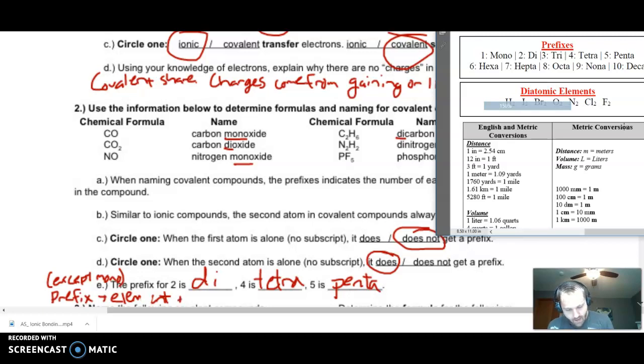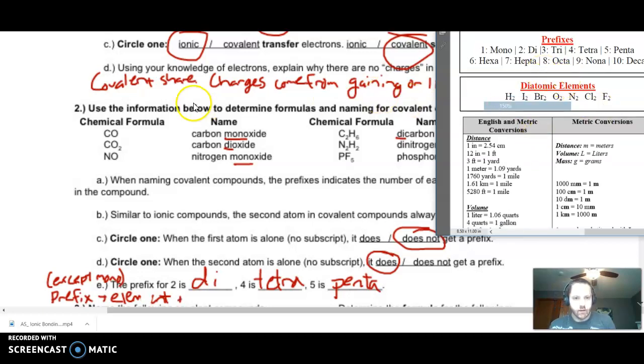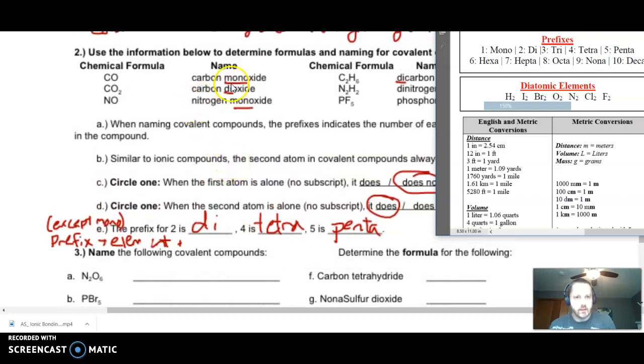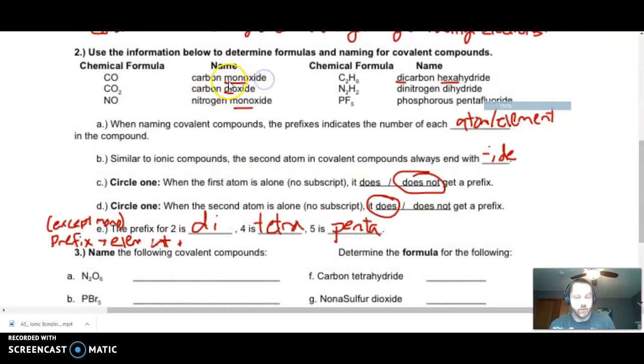Plus, then you would go back and, looking at these examples here, it looks like you would then do a prefix regardless, because you can put mono, di, hexa, it doesn't matter. So then you're going to do another prefix, plus the element, and then you just have to add that IDE ending on there, so with IDE.